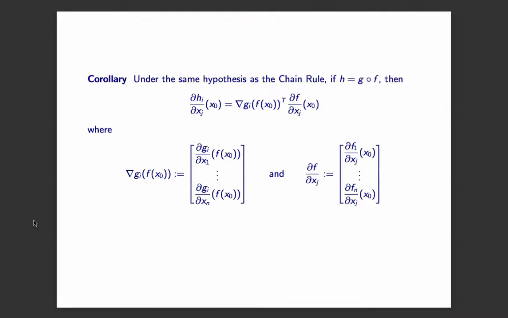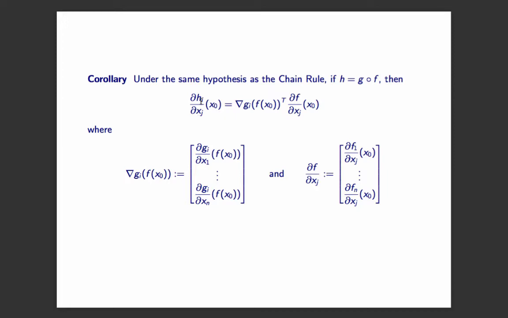I proved it. So as a corollary to the chain rule that we just proved, under the same hypothesis as the chain rule, if I want to take a partial derivative of a particular entry of h with respect to a particular variable xj, then I can do it by taking the transpose of the gradient of the ith entry of g times the partial derivative of f at xj. Now, why is this true?